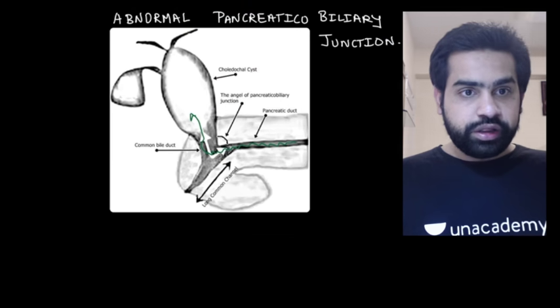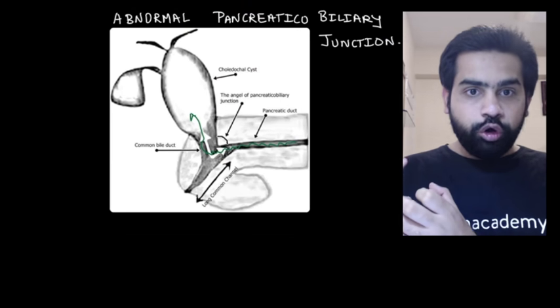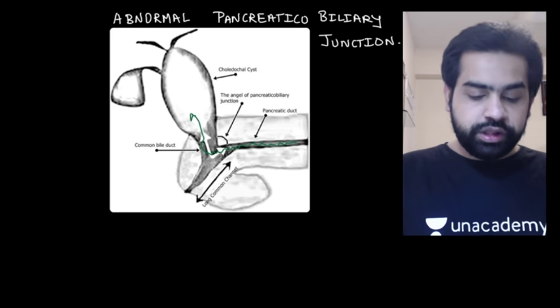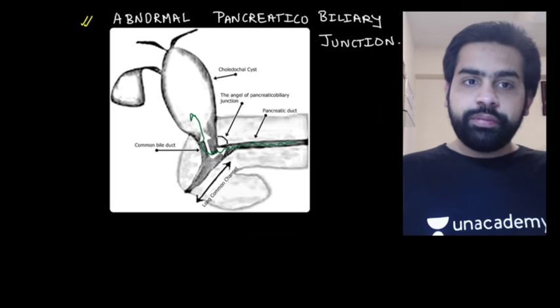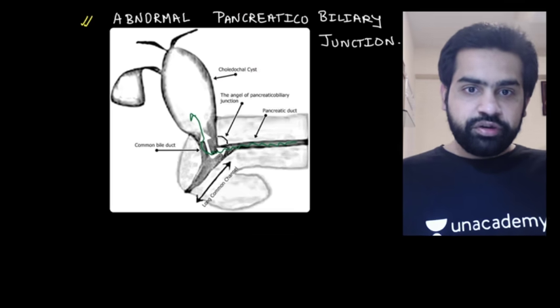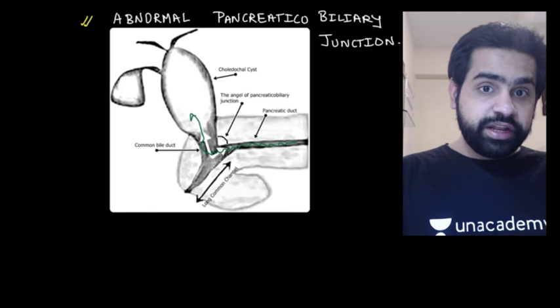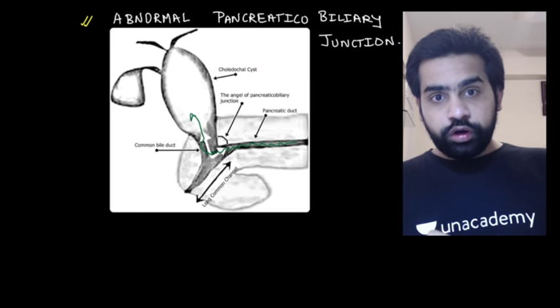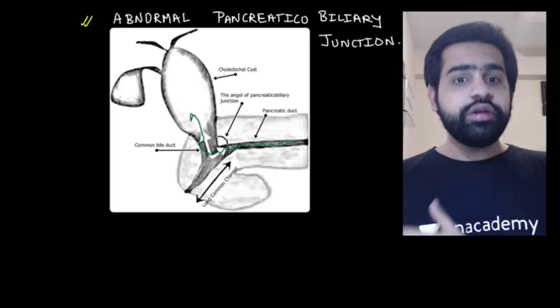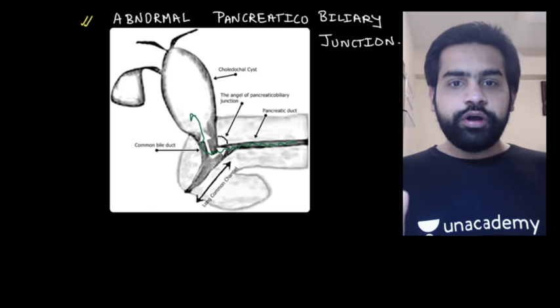I hope you are able to understand it. So if there is a long common channel which happens in the abnormal pancreatico-biliary junction, the pancreatic secretions are going to enter into the biliary tree, leading to the weakness of the wall of the biliary tract, leading to the dilation, which we call a choledochal cyst.